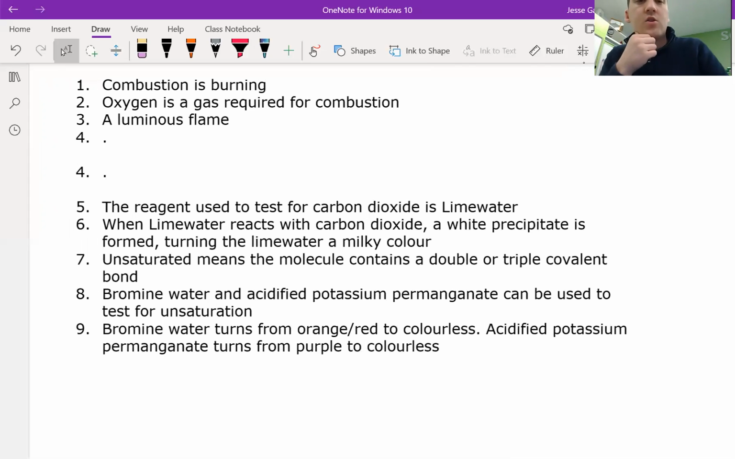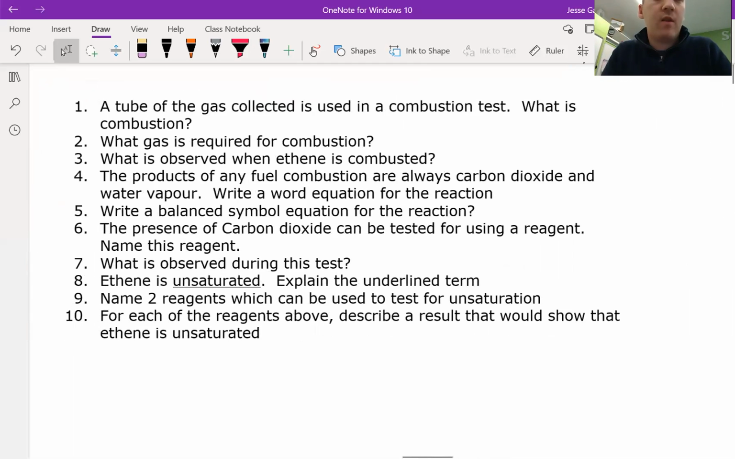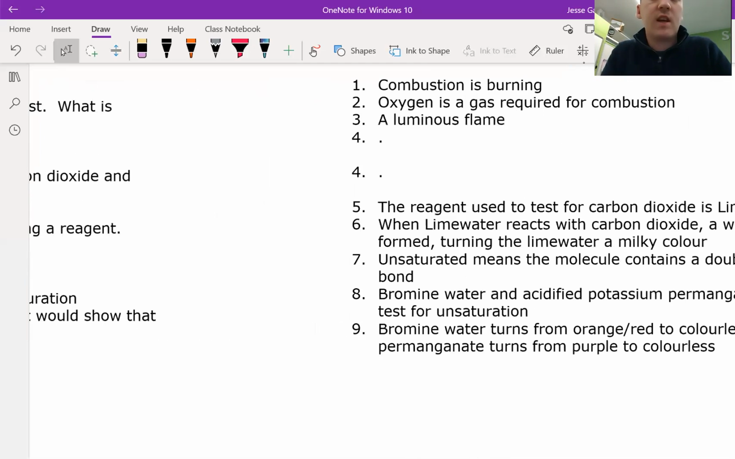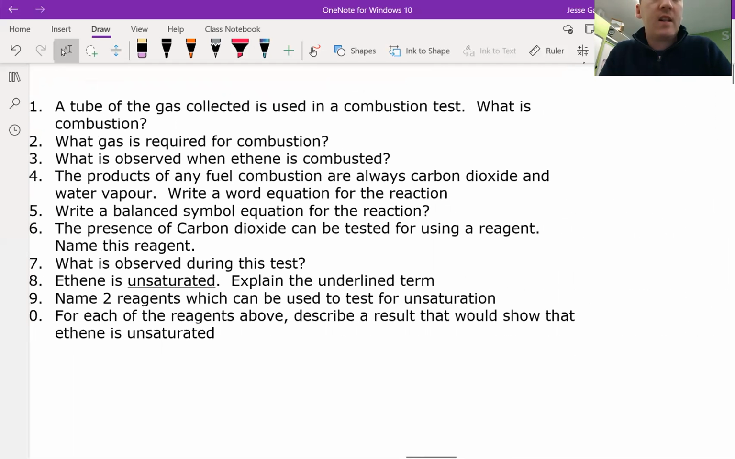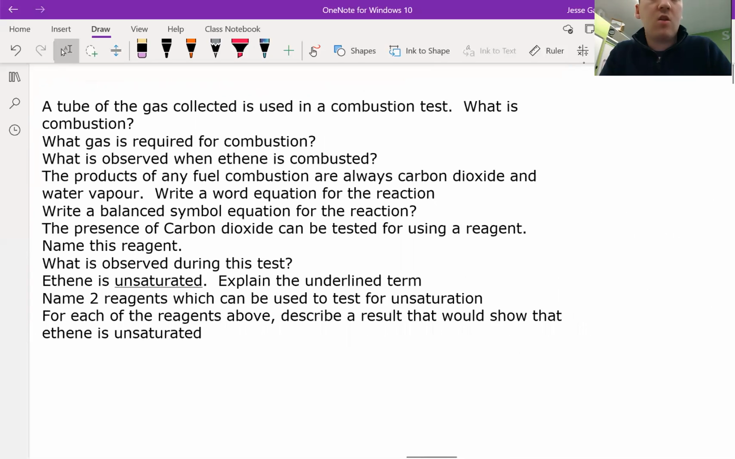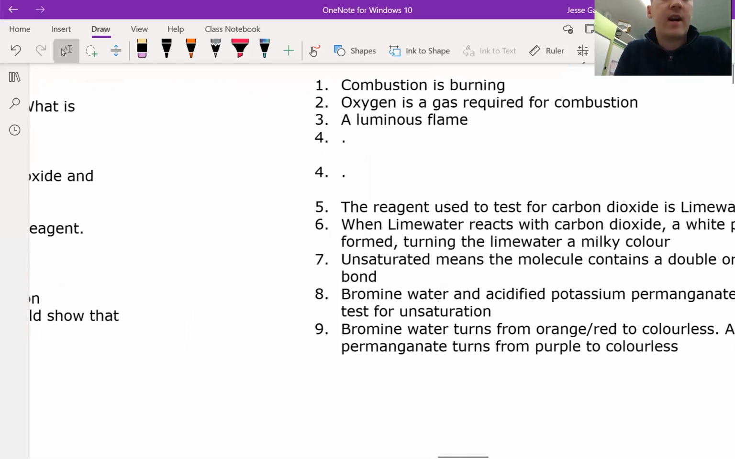So what is combustion? Combustion is burning. What gas is required for combustion? Oxygen is the gas required for combustion. Number 3 says, what is observed when ethene is combusted? You see a luminous flame, which means a bright flame. The products of any fuel combustion are always carbon dioxide and water vapor. Write a word equation for this reaction.